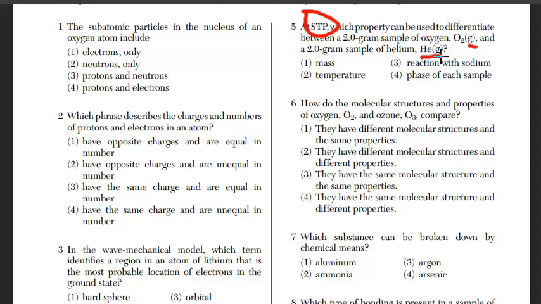Well, standard temperature and pressure is used when it comes to gases. This is saying that the oxygen and the helium samples are at the same temp and are at the same pressure. So what is going to be used here in these choices to differentiate between the two? It's not going to be mass because they're both 2 grams. That's not going to work. It's not going to be temperature because they're both at the same temperature.